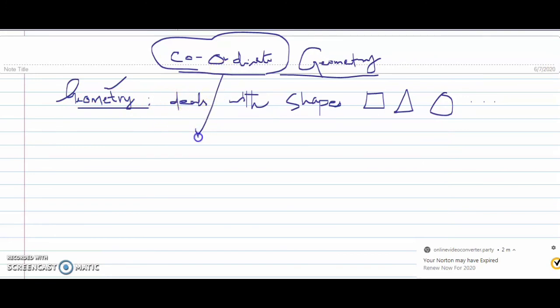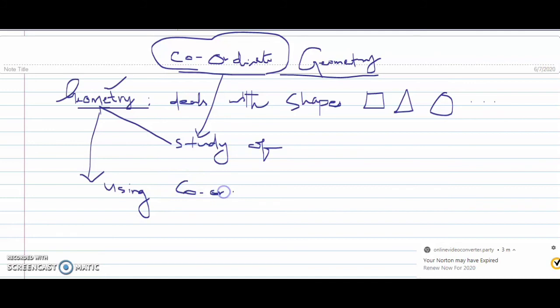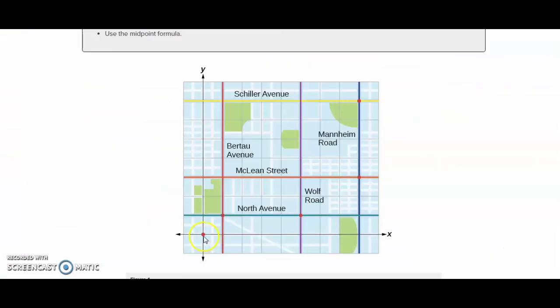But when we consider coordinate geometry, it is also a study of geometry, but with the help of coordinates. Have you heard about coordinates? So using coordinates, if you make a study of geometry, it is coordinate geometry. So what is a coordinate? In this topic we are going to discuss coordinates.